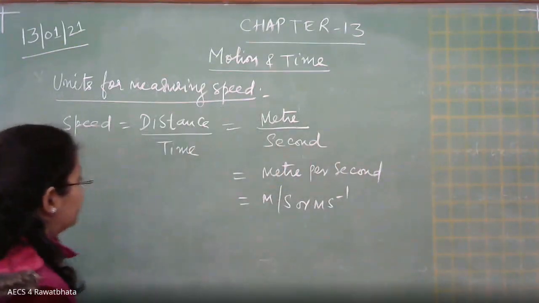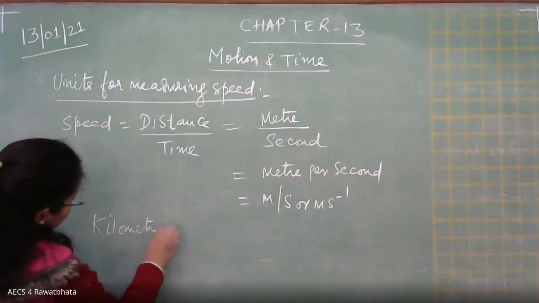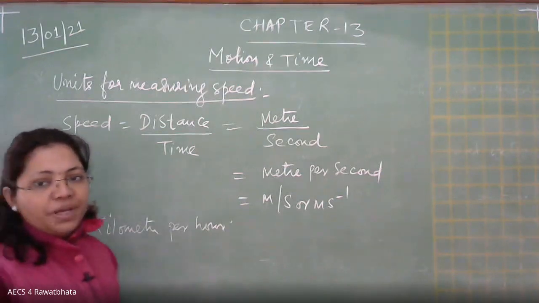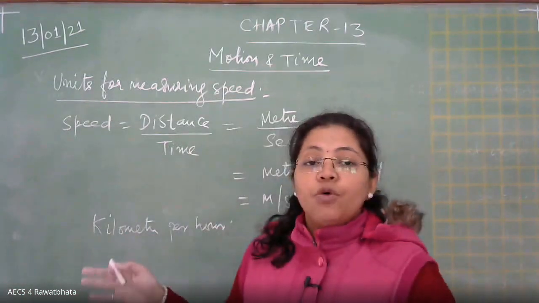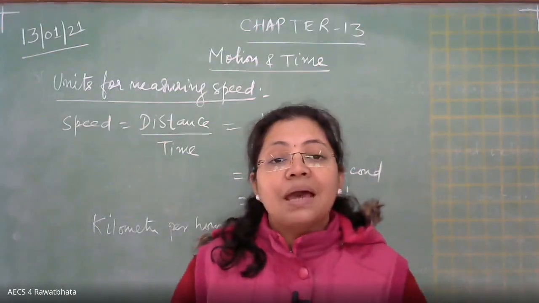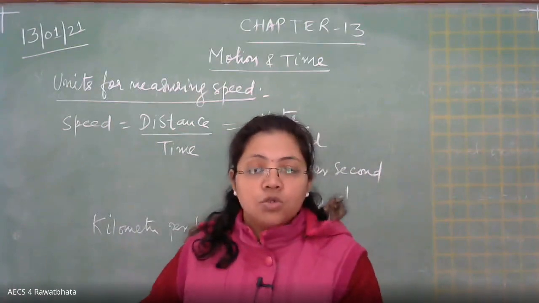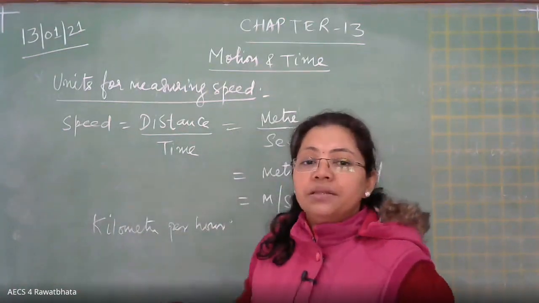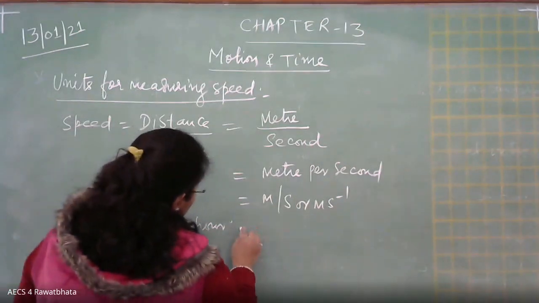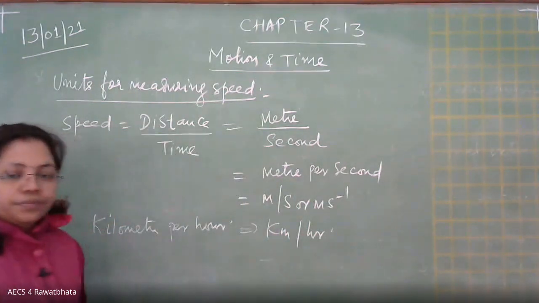For example, kilometer per hour. Especially, it is used for those vehicles which are covering very large distances. For example, one bus is moving from one stage to another. So we are going to calculate the speed in kilometer per hour. So in short, we write it as km/h, right?